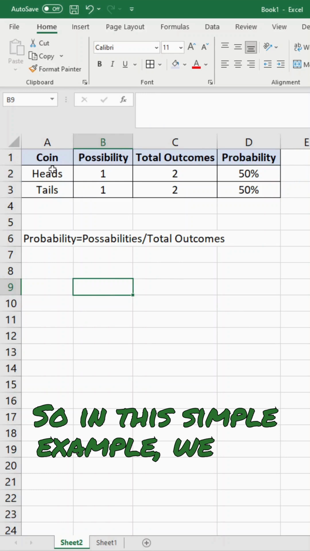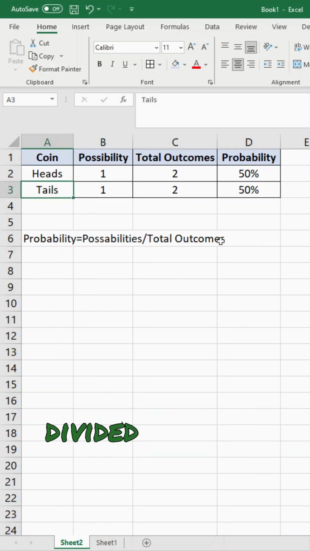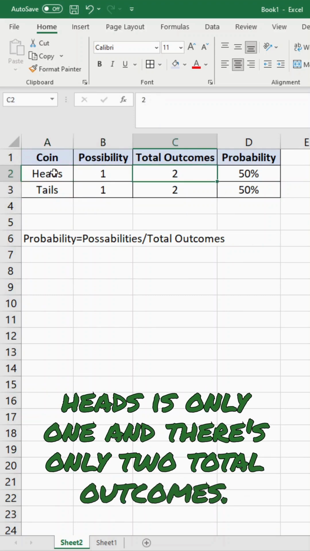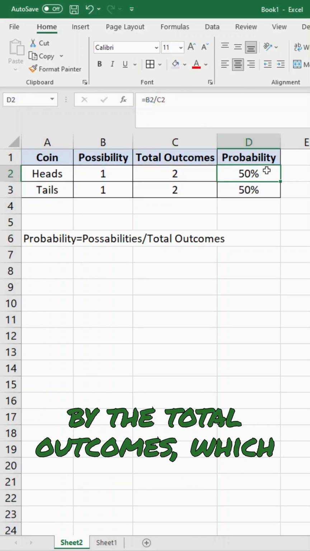So in this simple example, we are flipping a coin, and it is either going to be heads or tails. So probability equals possibilities divided by total outcomes. The possibility that I flip a coin and it's heads is only one, and there's only two total outcomes. It's either going to be heads or tails. So the probability is the possibilities divided by the total outcomes, which is 50%.